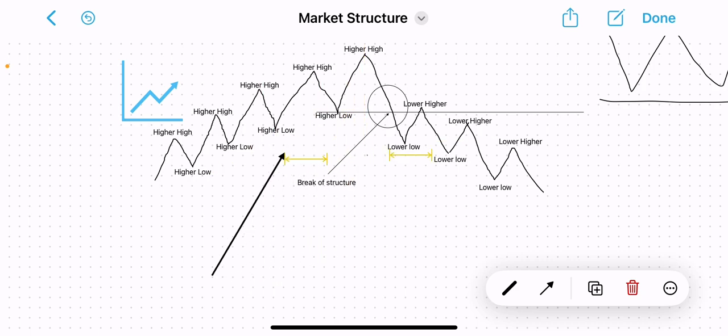And then you can start using these higher lows here, these previous structures, as your take profits. As you can see here, as you take profits, and then this one as you take profits as well. So this is basically how market structure works, and how you can use it in your trading.